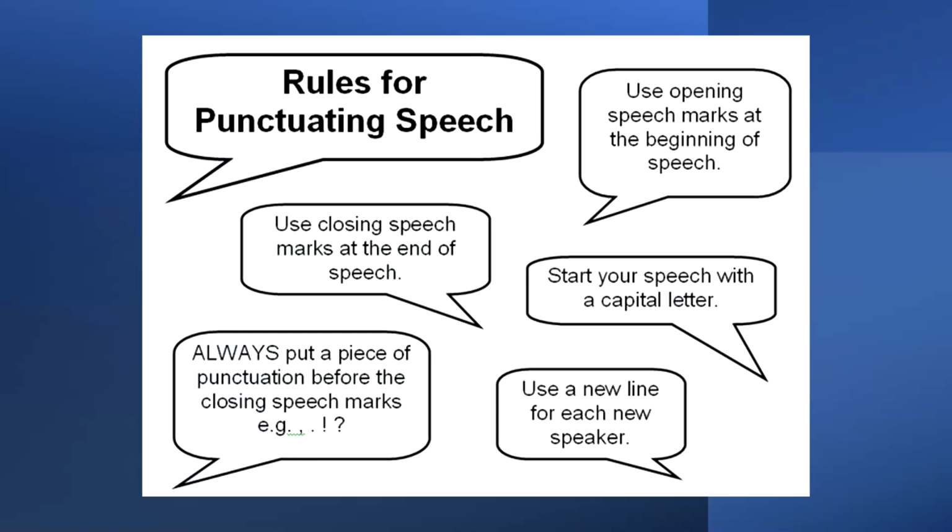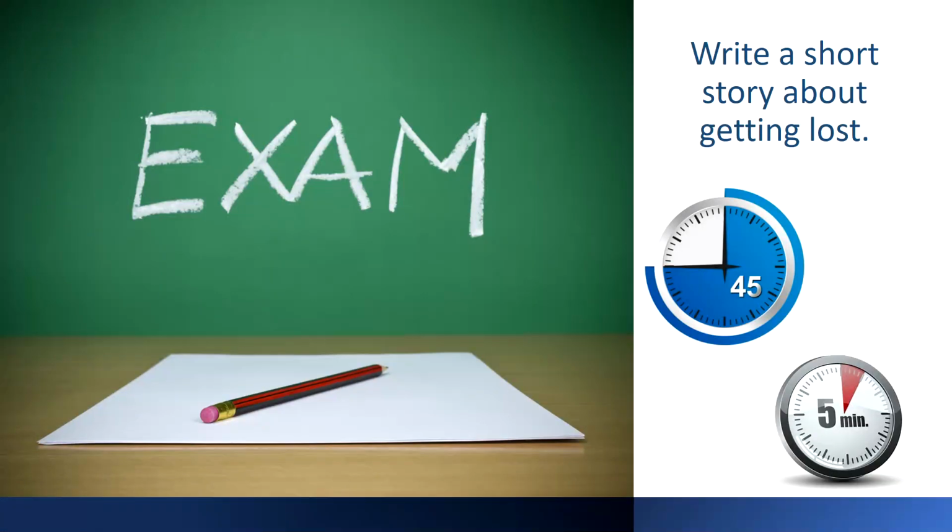So let's think about this planning time then. You've got a 45-minute window to write your narrative writing. Really only 5 minutes of that is going to be spent planning. So if we imagine that the narrative title said write a short story about getting lost, let's think about how you could really valuably spend that 5 minutes coming up with a decent plan.